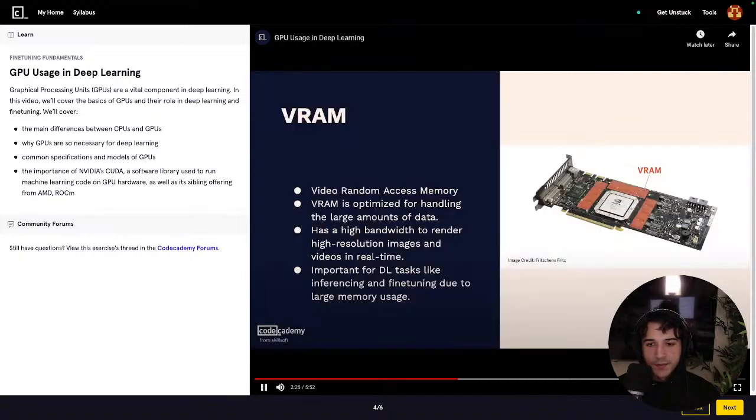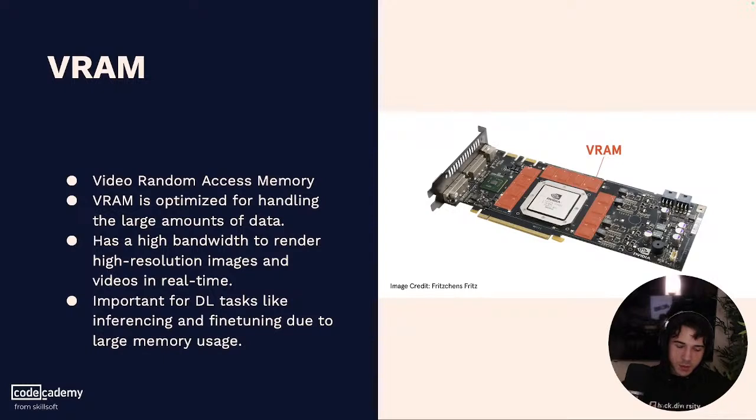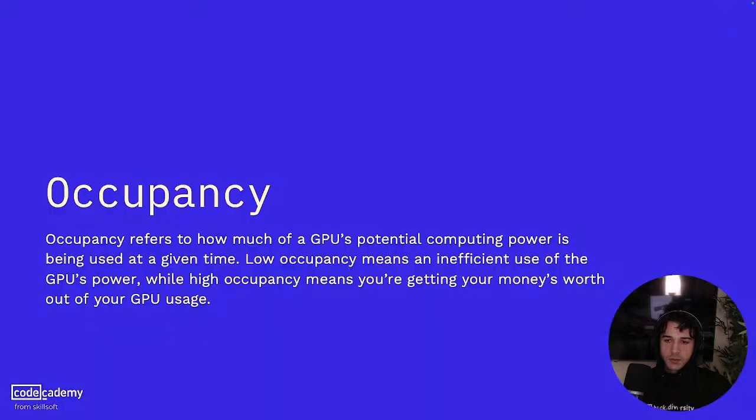But the GPU needs a bit of help from something called VRAM, or Video Random Access Memory. While very similar to your computer's RAM, VRAM is optimized for handling the large amounts of data required for rendering graphics. It's typically much faster than regular RAM, and has a high bandwidth to keep up with the demands of rendering high-resolution images and videos in real time. This is extremely important for tasks like inferencing and fine-tuning large models, as they take up a great deal of memory.